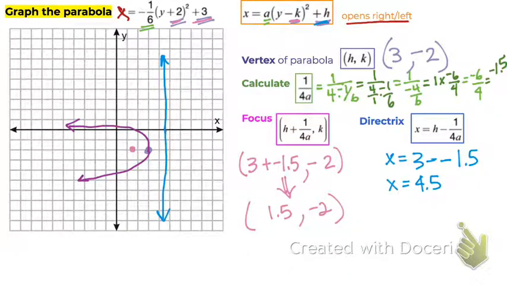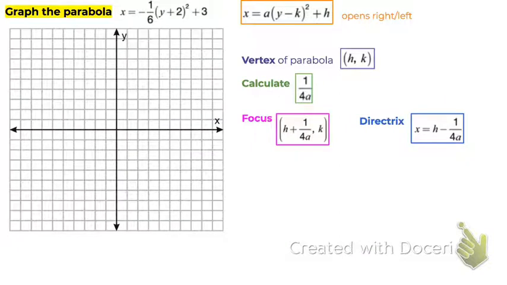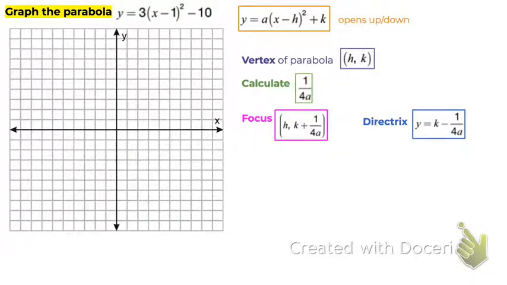Now let's do one more. This one is in vertex form, and it's y equals, which means that it's going to open up or down. So again, you always start off with your vertex, and my vertex is h, k, and h in this case is what's subtracted from the x, so we're subtracting a 1, and the k is what's added at the end. And here we're adding a negative 10. So my vertex is at 1, negative 10, right here.